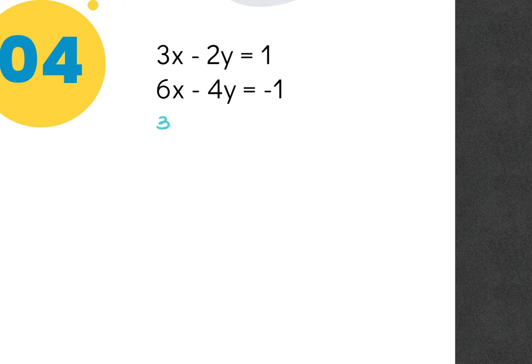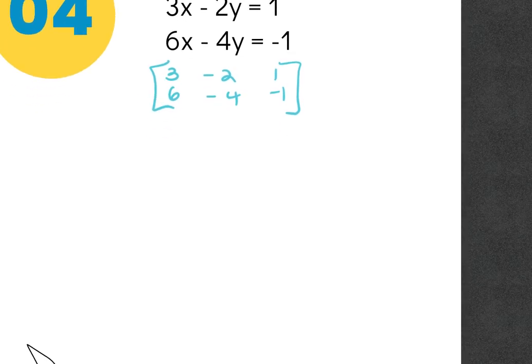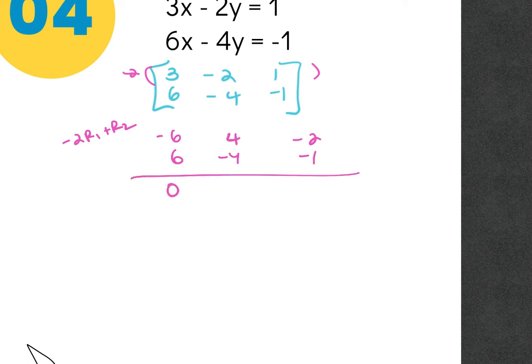All right, so row 1, 3, -2, 1, row 2, 6, -4, -1. Okay, somebody give me what they did next. So row 1, -2, and add them to get the 0, yeah? -2, row 1 plus row 2. -6, +4, -2 plus 6, -4, -1, and you get 0, 0, -3. What did we just say happens? No solution.